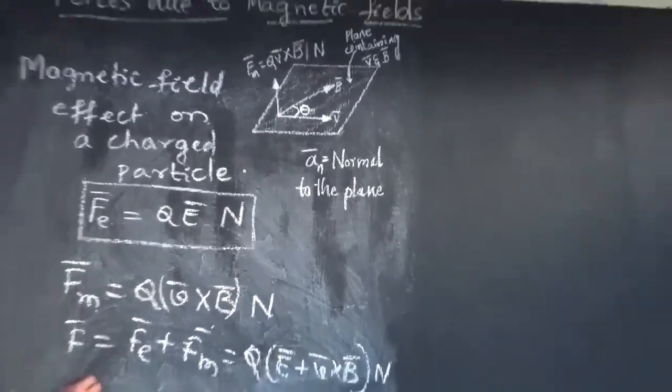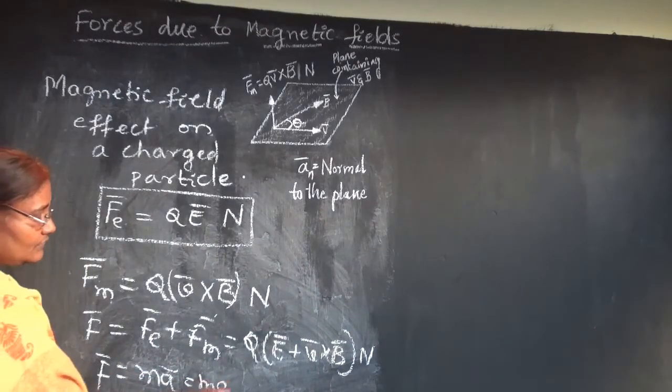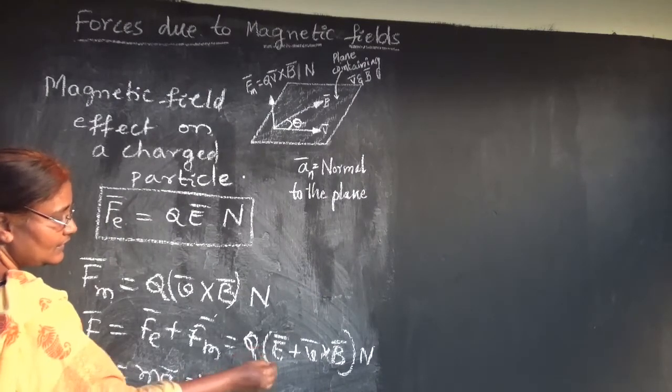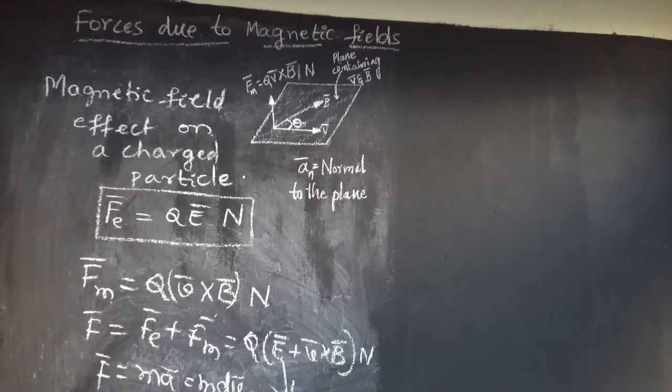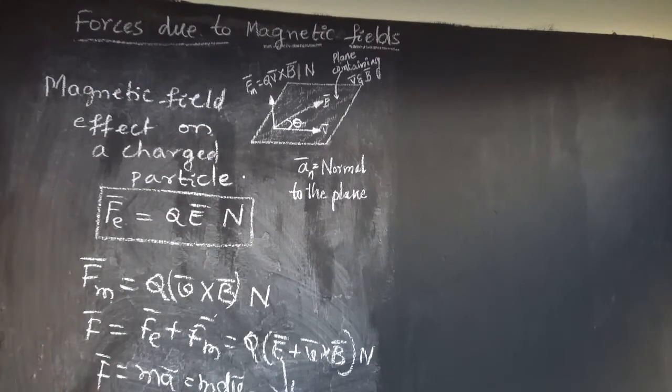Now this can be written as F bar is equal to M A bar. This is nothing but M into dV bar by dt, which is nothing but this equation. So this is called the Lorentz force equation.